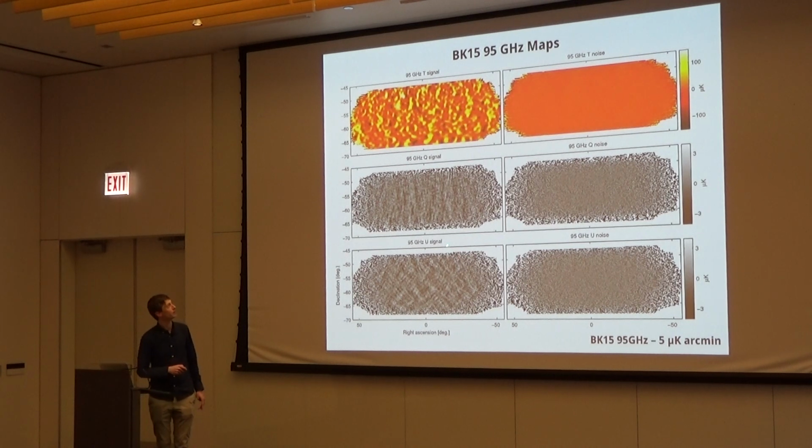Starting out with the 95 gigahertz maps, what you're seeing is the CMB temperature fluctuations and the polarization in Q and U. On the right-hand side are jackknife maps, made by taking our data set, splitting it in half, constructing maps from each half, and differencing them. The signals should difference away, and in fact they do. What we're left with is just the noise, so you can also think of this as a visualization of the noise level in our map.